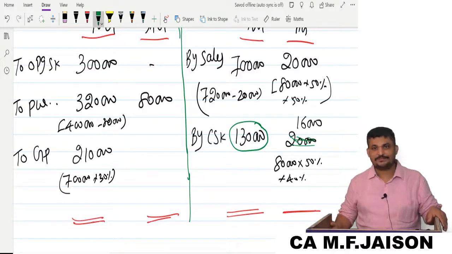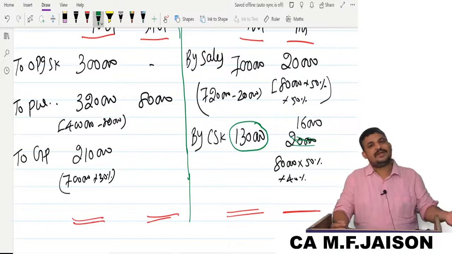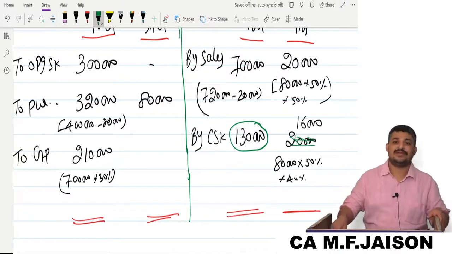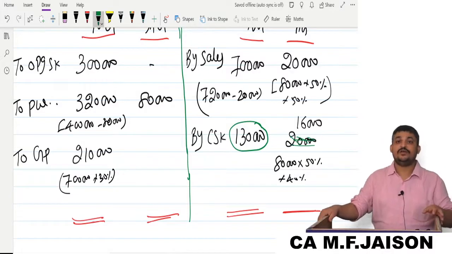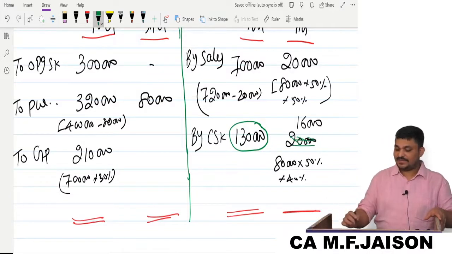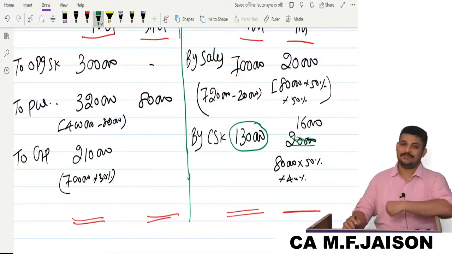But in this problem, original cost is not the sale value also. They are determining a separate sale value for the remainder of the goods. The remainder of the goods is now expected to be sold at 40% of original cost. That is why we are taking what value? 16,000. In the common sense application.